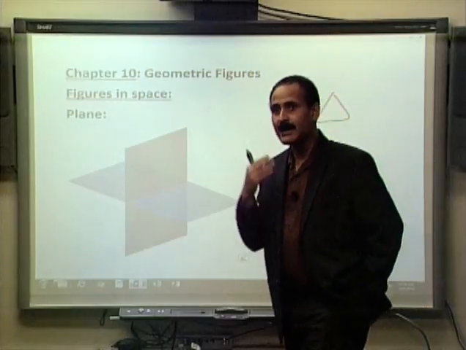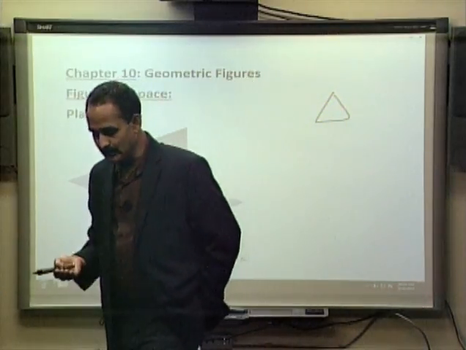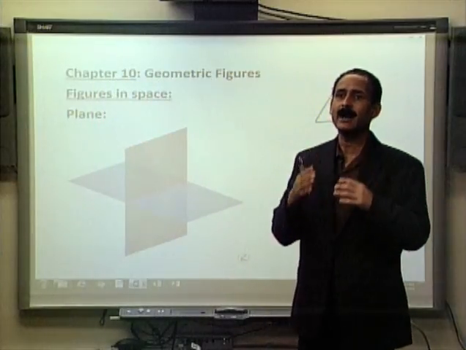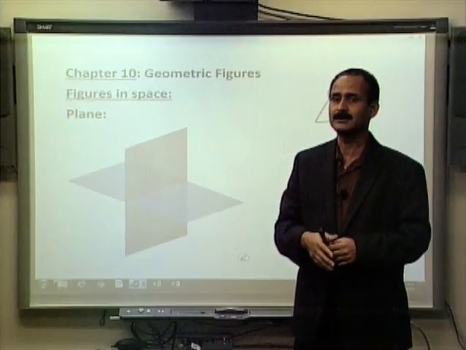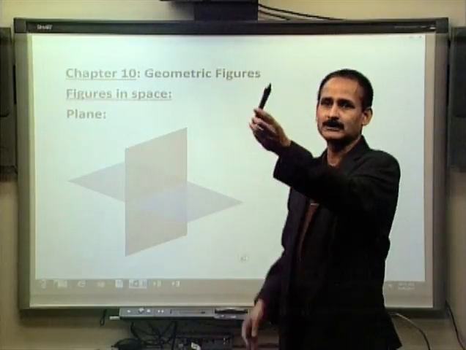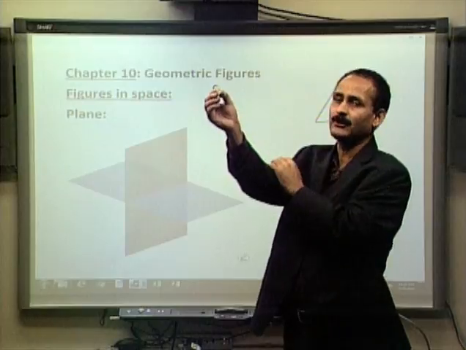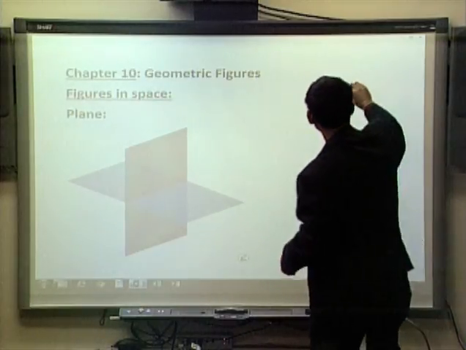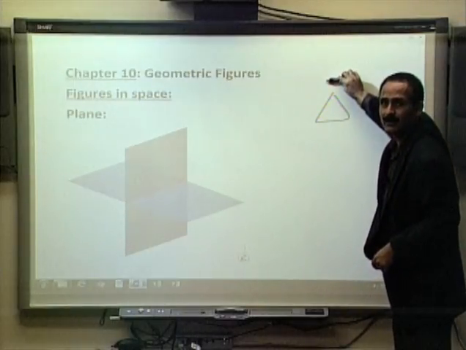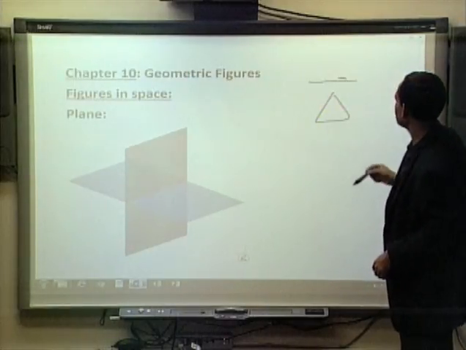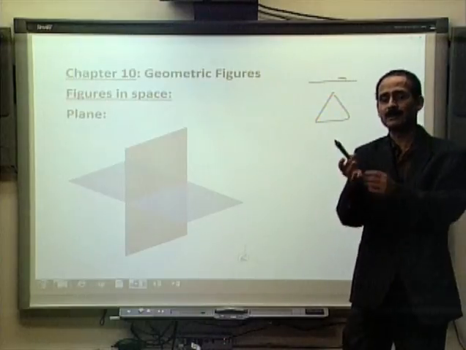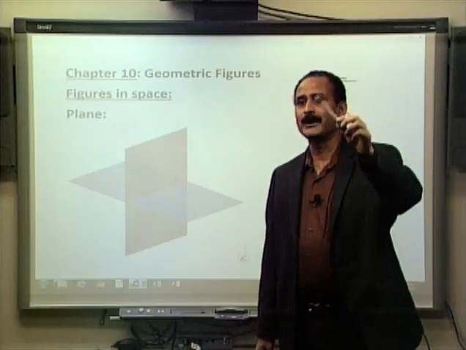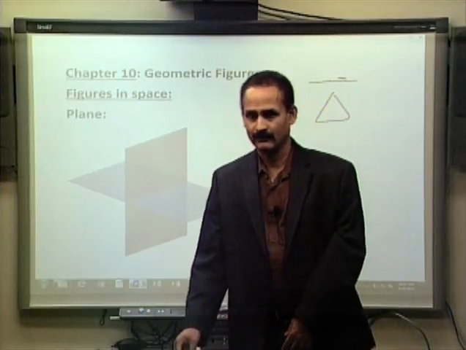Now we want to extend our idea about geometry into objects or figures that are in space. But in space means we are thinking of things to be in space. You can think of this pen to be a line in space. If I put this pen on the board, this is a line on a plane. Now we are thinking of lines or any geometric shape in the space.